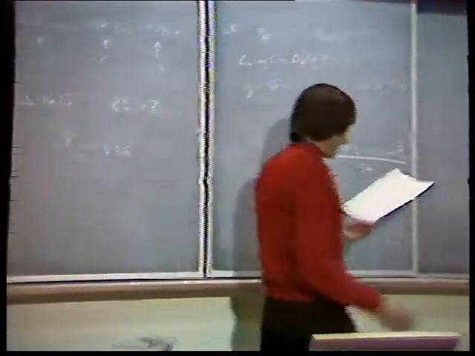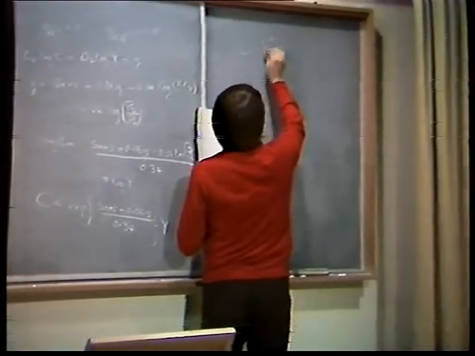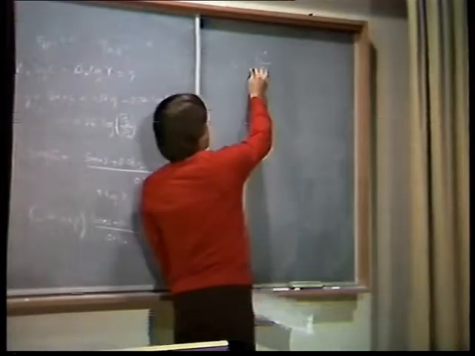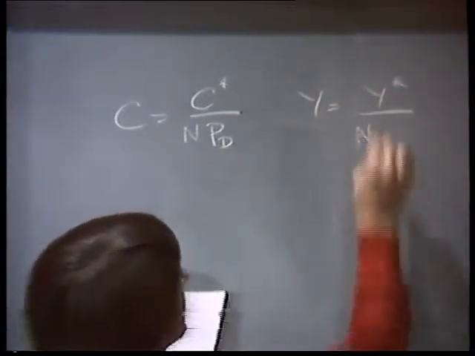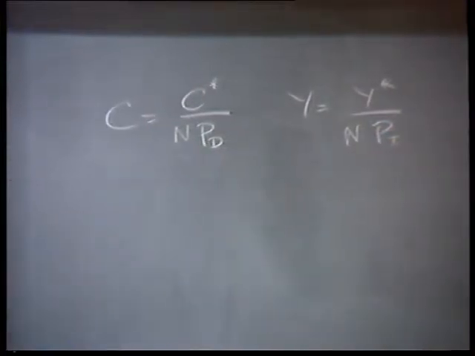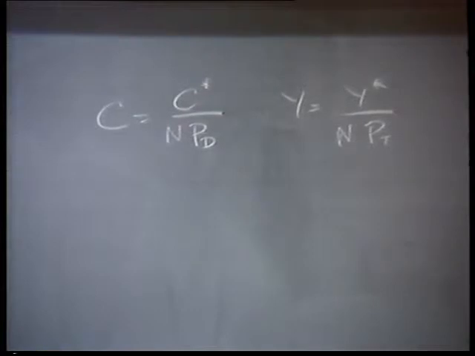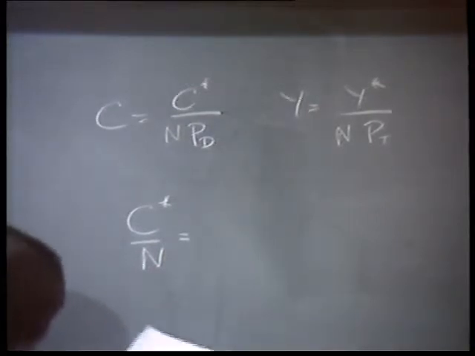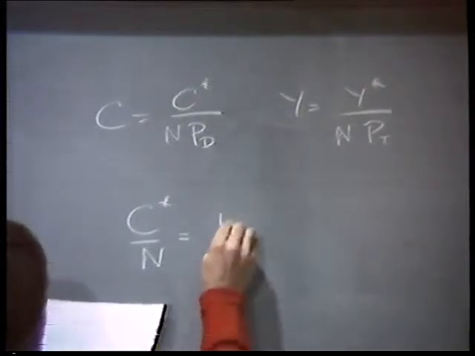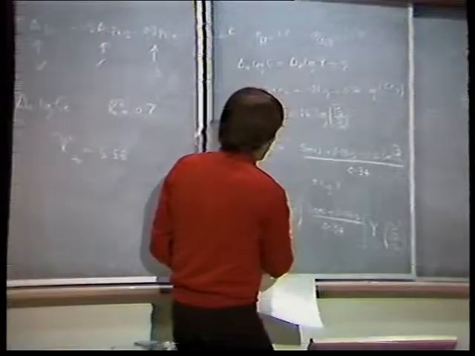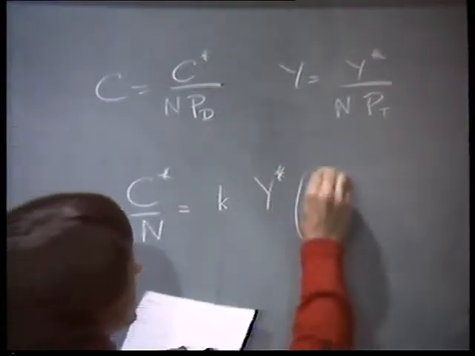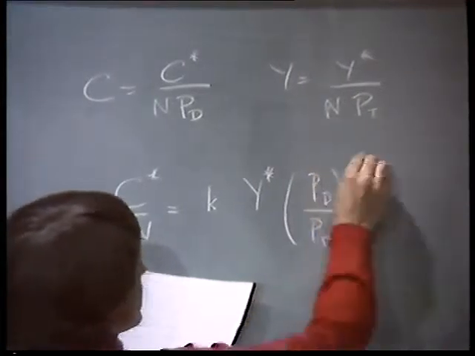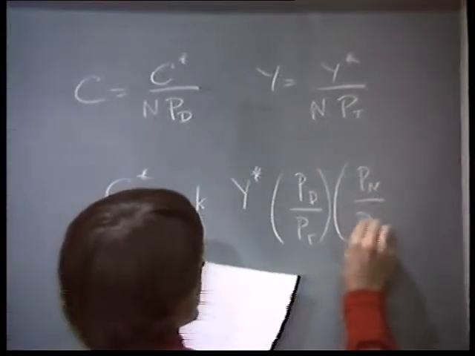But then remembering that C was C star upon the price of durables, and in fact also divided by the population, and that Y was Y star divided by population and PT, we have that C star upon N, per capita nominal expenditure on durables, is equal to this constant K, which is the exponential of the curly bracketed expression, into Y star PD of PT into Pn upon PD.